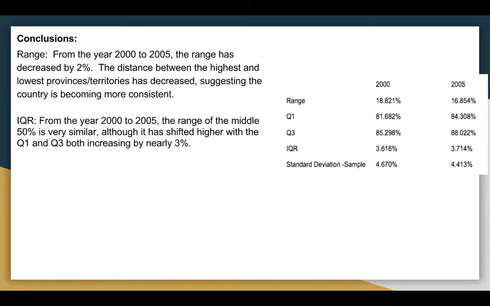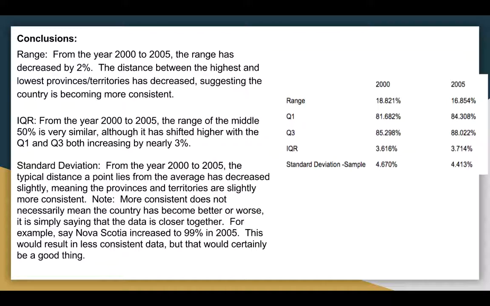The IQR has actually increased a little bit. It is helpful to note that the Q1 and Q3 have been shifted higher. So although the IQR hasn't suggested any real improvement in consistency in the middle 50%, it does have higher numbers for Q1 and Q3. The standard deviation, the distance a typical point is from the average, has decreased slightly again, making it slightly more consistent.